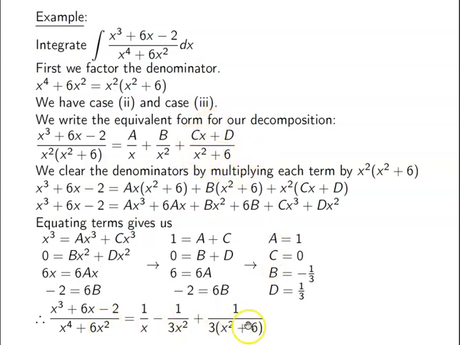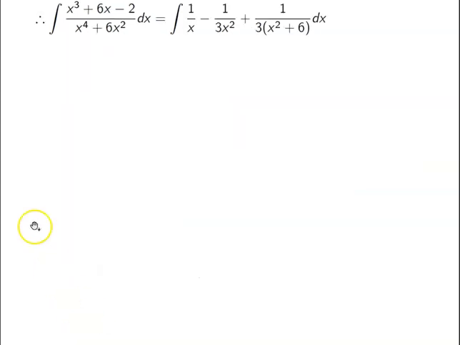So now I have an equivalent form, right? If you needed to check your work, you would add these all together and make sure that you come out with this original rational function. Okay, that's how you would check to see if you're on the right path. If I want to integrate this function, I got to integrate the equivalent function that I just created.